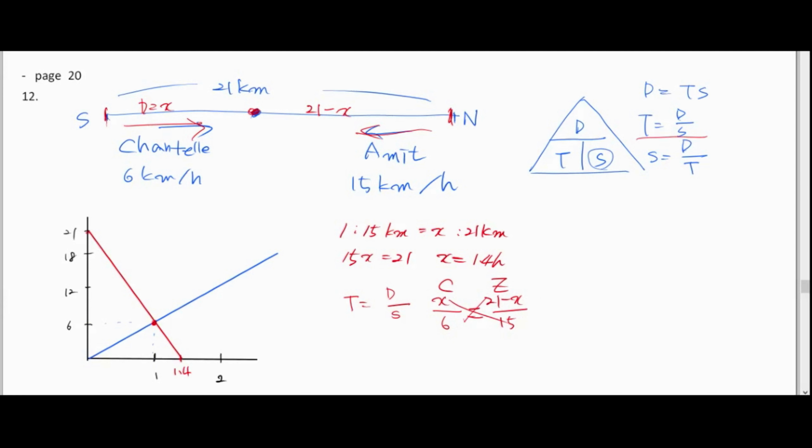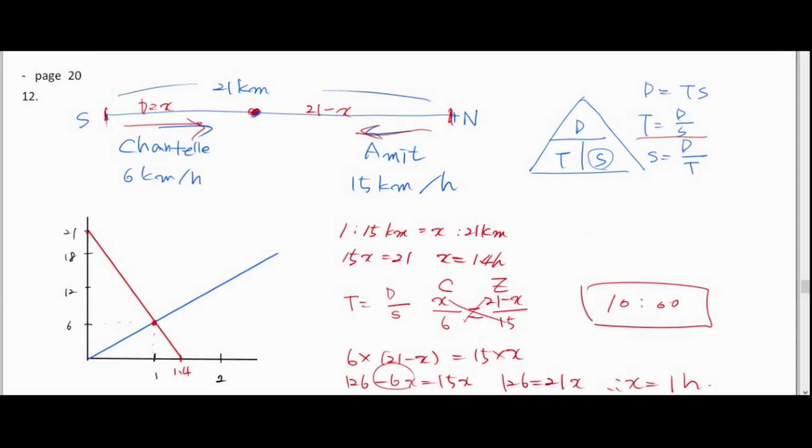Multiplying diagonally, 6 multiplied by 21 minus x equals 15 multiplied by x. 126 minus 6x equals 15x. The 6x goes over. The 126 equals 21x. Then x is 6, so the time is 1 hour. So after 1 hour, as we have seen on the graph, they will meet. Because they started at 9, they'll meet at 10. So this equation is easier to solve. Every time I see this kind of question, I'll show you both the equation and the graph to solve it.